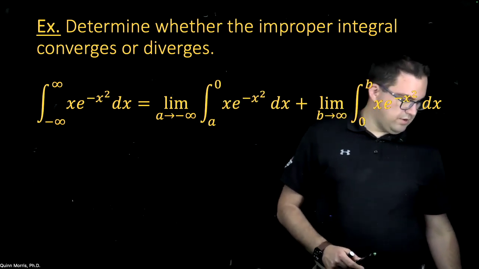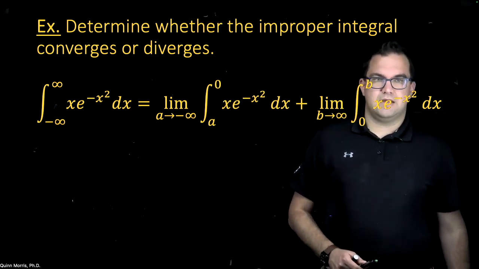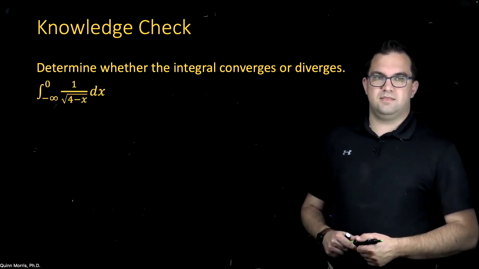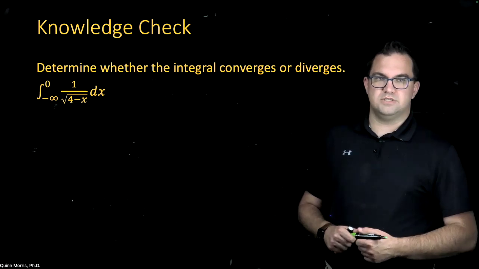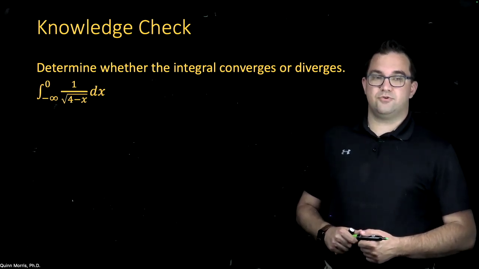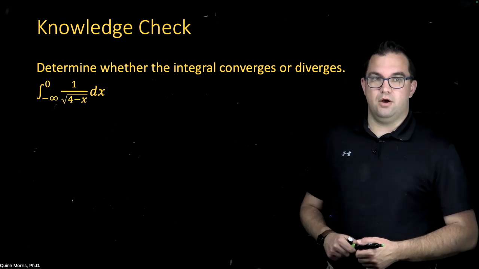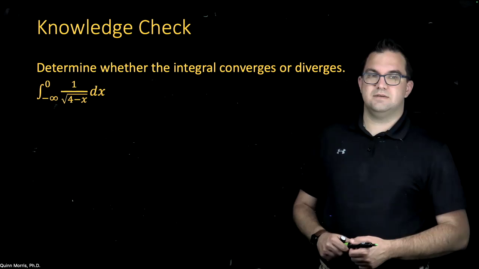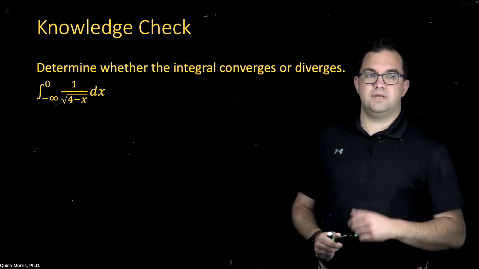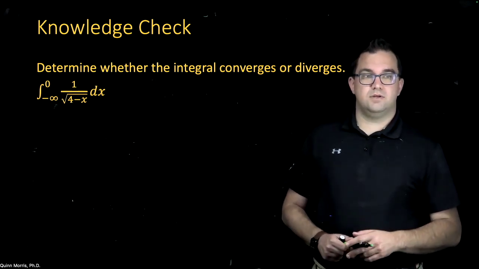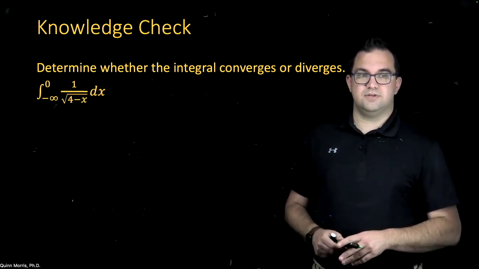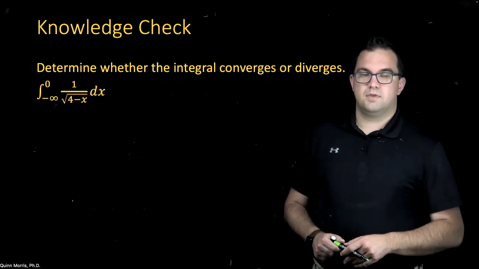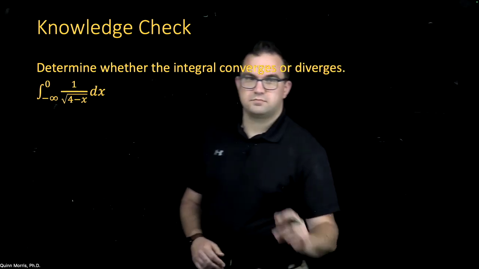All right, so now that we've done a couple of examples, I think it's time for a knowledge check. So I want you to determine whether this improper integral converges or diverges. So this is the integral from -infinity to 0 of 1 over the square root of 4 minus x dx. So the video is going to pause. Take a moment to check, see if you can determine whether this integral converges or diverges. Okay, great. Let's see what you got.